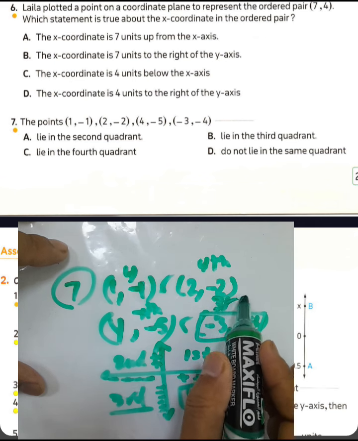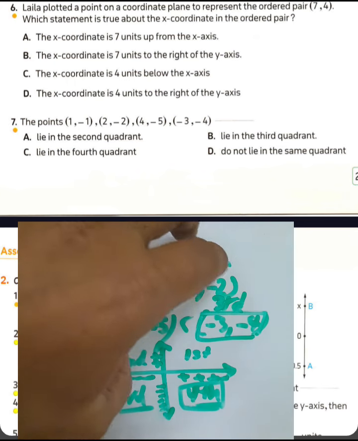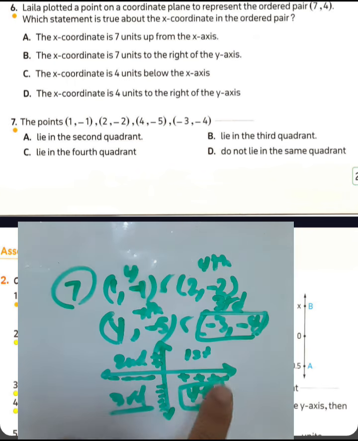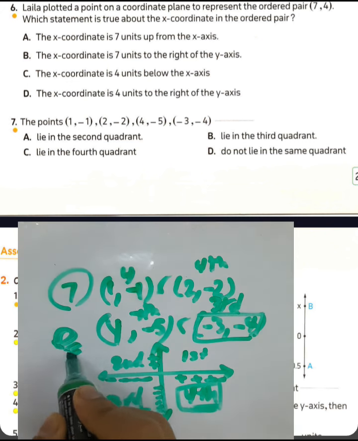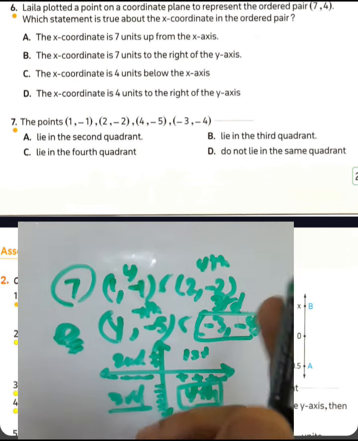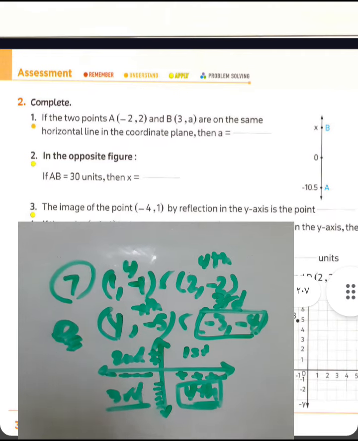Okay, then the result will be letter D for question 7, because the three points 1, 2, 3 lie in the fourth quadrant, and the fourth point lies in the third quadrant here. So we must choose letter D. The result here will be letter D. They don't lie in the same quadrant. Next, question number 2, complete.